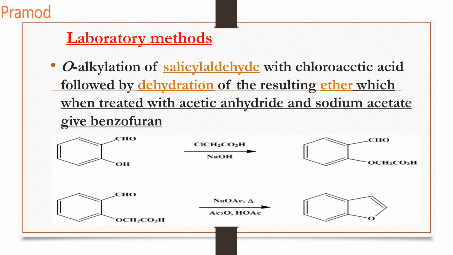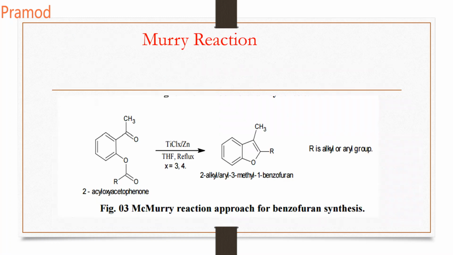So the first step is formation of the ether. This is then treated with sodium acetate. What does the sodium acetate do? It generates a carbanion from the active methylene, which attacks the carbonyl group, and you get a carboxylic acid that undergoes dehydration when you heat it, giving benzofuran. So when you treat salicylaldehyde with chloroacetic acid, it forms an ether, which undergoes dehydration with acetic anhydride and sodium acetate to give benzofuran. That is the laboratory method of synthesis.